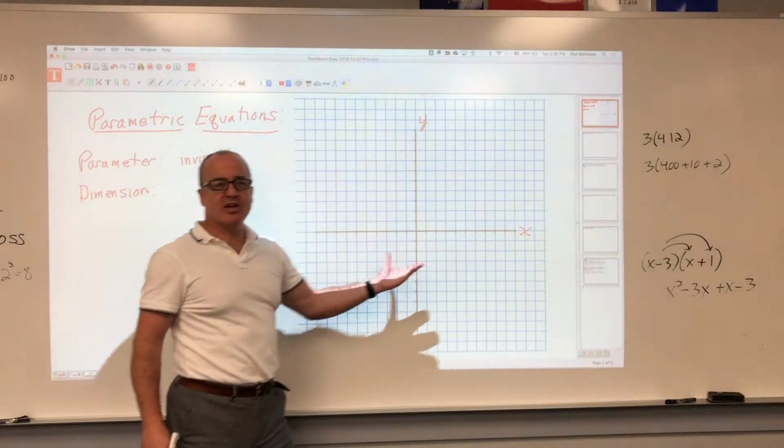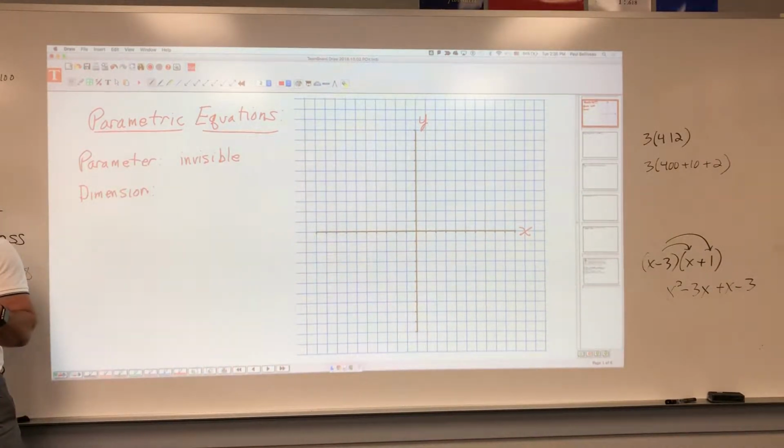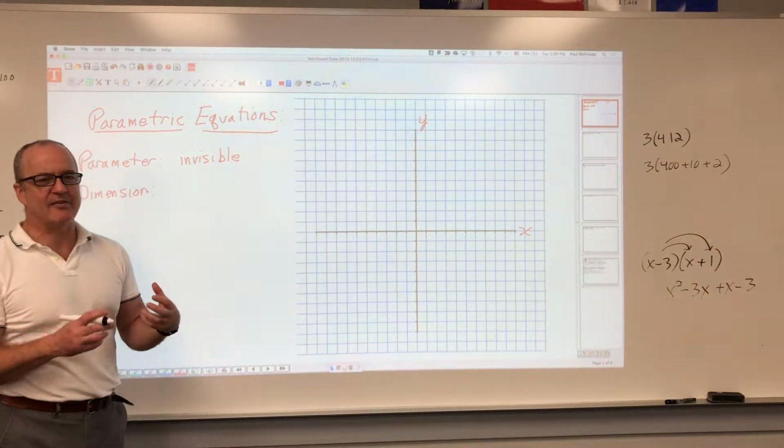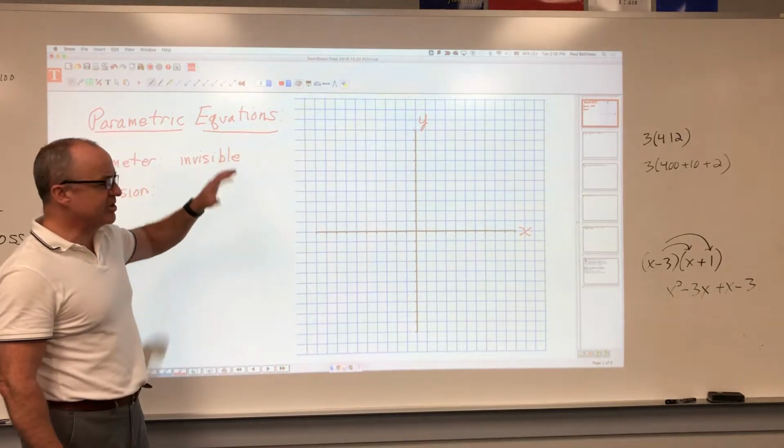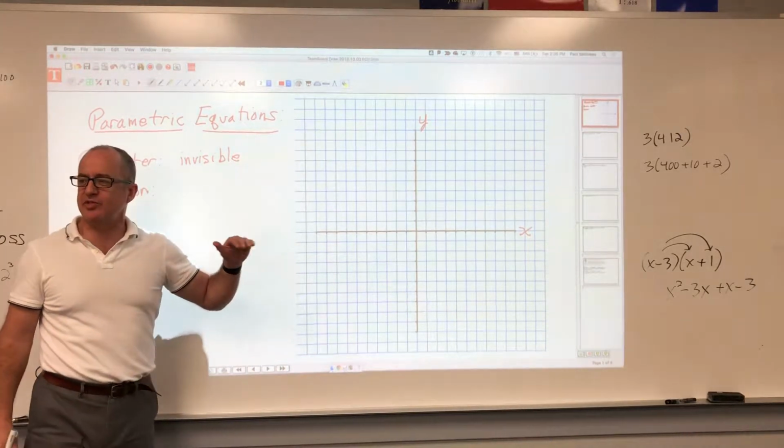Yeah. Okay, but we can also have parameters, and these are things in the background that can control the graph. They can affect the graph. They can change the shape of a graph, but you don't automatically see them. You only see the result of them.